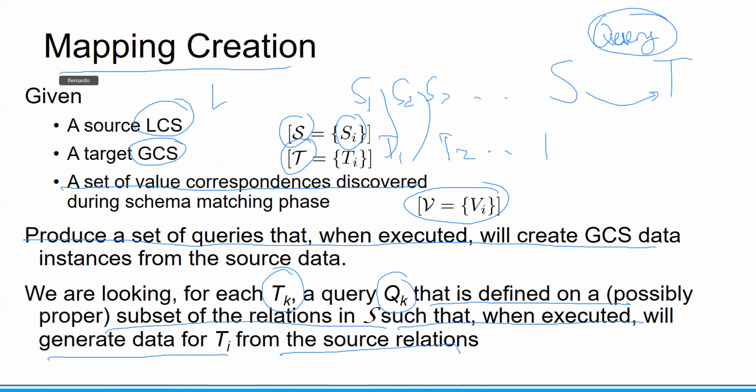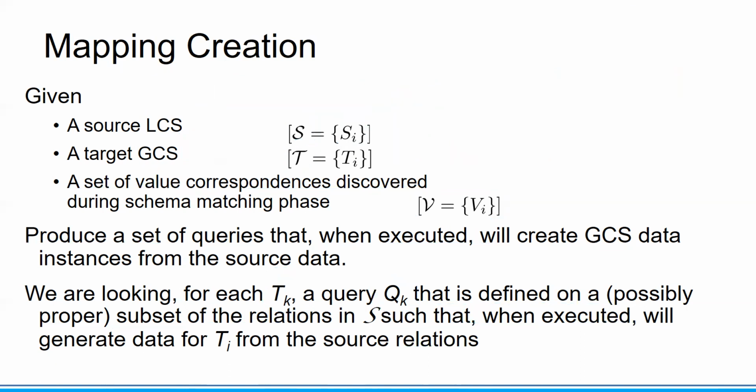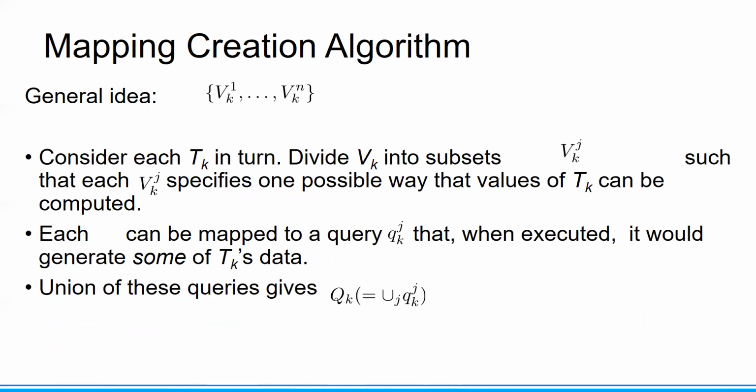So in this mapping creation, we want to make a kind of query, or mapping expression. In the mapping creation algorithm, the basic idea is we want to find V. V is considered for T_k, the target, and then we divide V_k into subsets V_jk. Each V_jk specifies one possible way that the value of T_k can be computed. So each j can map to a query Q_jk that, when executed, will generate some of the T_k data.